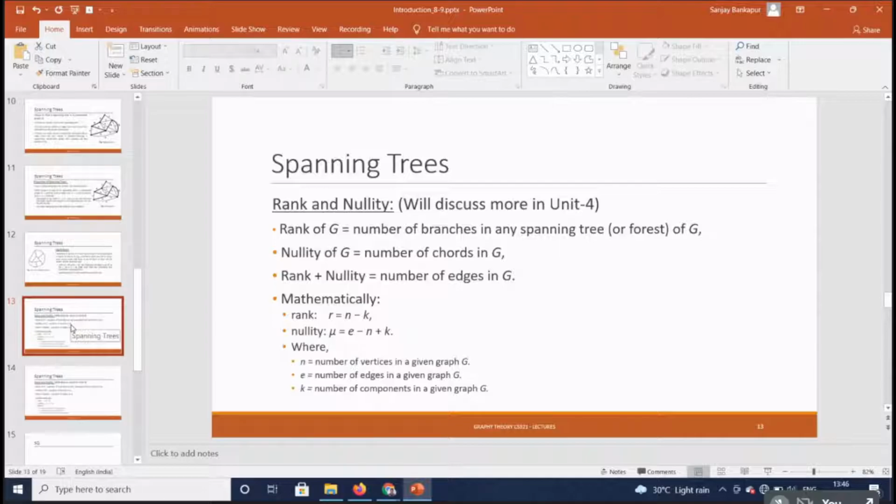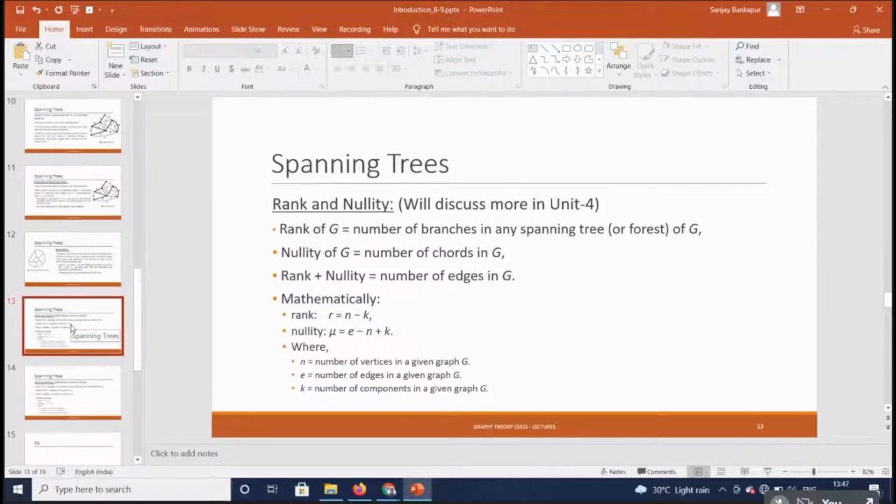So rank of a G is nothing but the number of branches in any spanning tree or a forest of G. When I say spanning tree, it is for a connected graph. When I say spanning forest, it is for a disconnected graph. So considering a connected graph, the component will be 1, right? So it is n minus 1. The branches will be n minus 1, minimally connected. Right? Hope everyone is getting that.